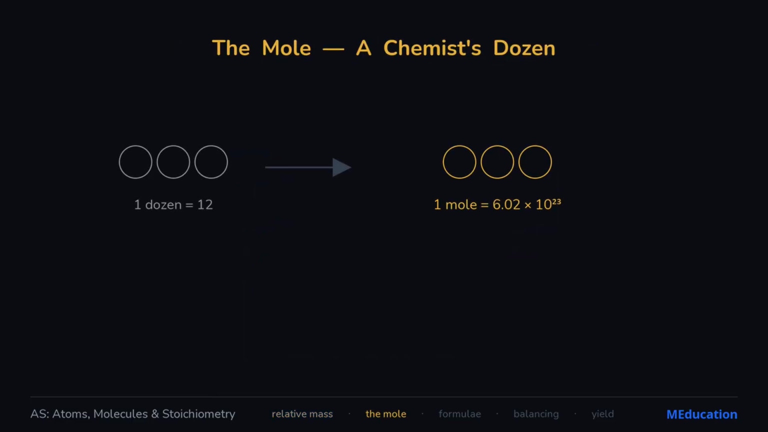Next, the mole, and don't let the name spook you. A dozen means 12, whether eggs or elephants. A mole just means a much bigger fixed number, 6.02 times 10 to the 23, the Avogadro constant. 1 mole of anything contains exactly that many particles. It is nothing more sinister than a chemist's counting word.